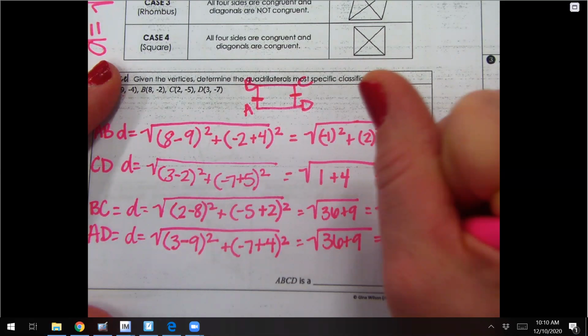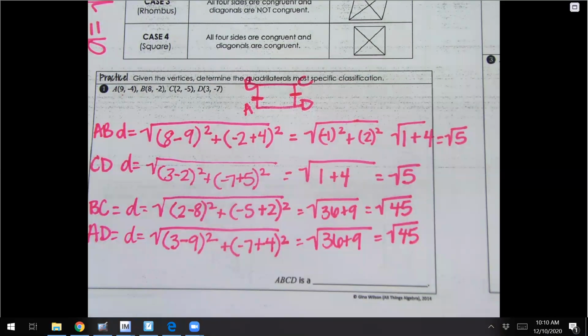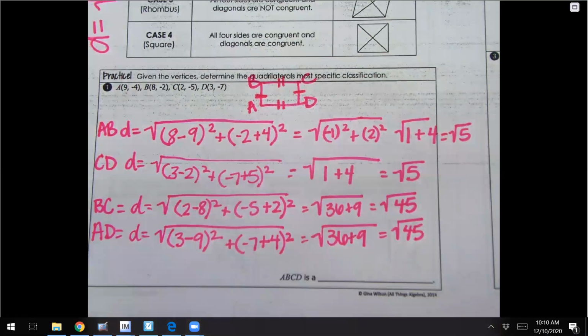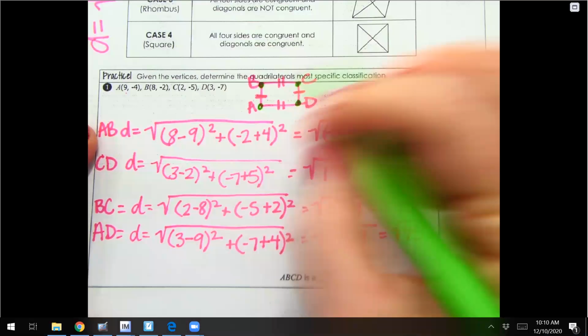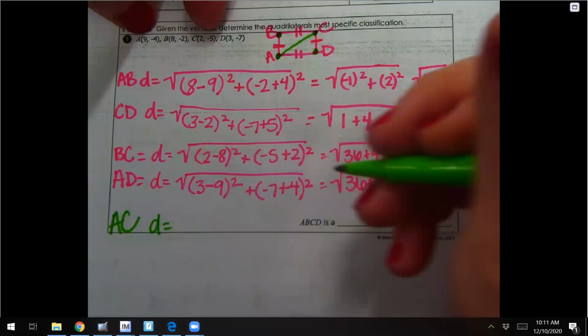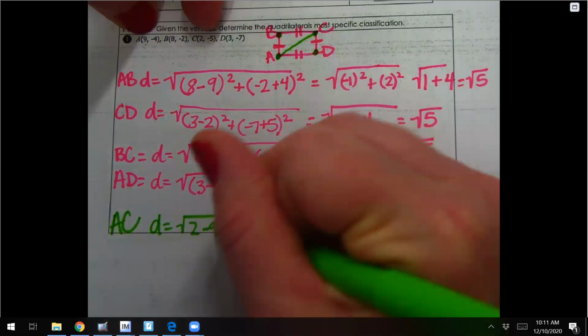Now, how are we going to determine which? We know if it's case 1 versus case 2, the diagonals. We need our diagonals congruent or not congruent. Okay, so I'm going to start with AC. All right, so AC, I've got a distance formula for A. I'm going to do C minus A. So I've got square root of 2 minus 9 squared plus negative 5 minus negative 4.